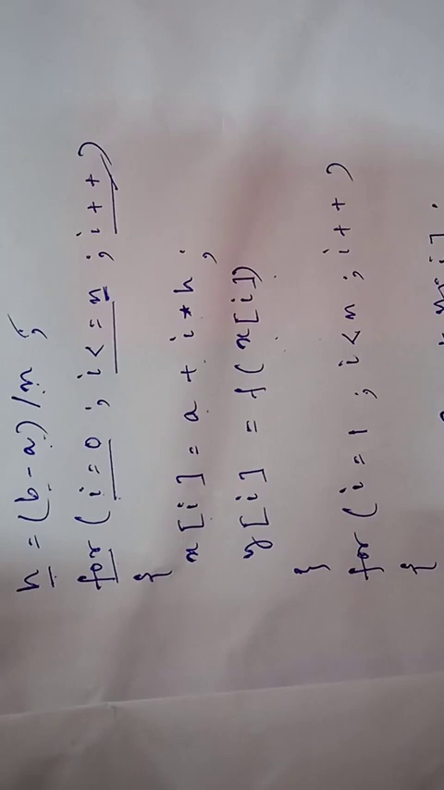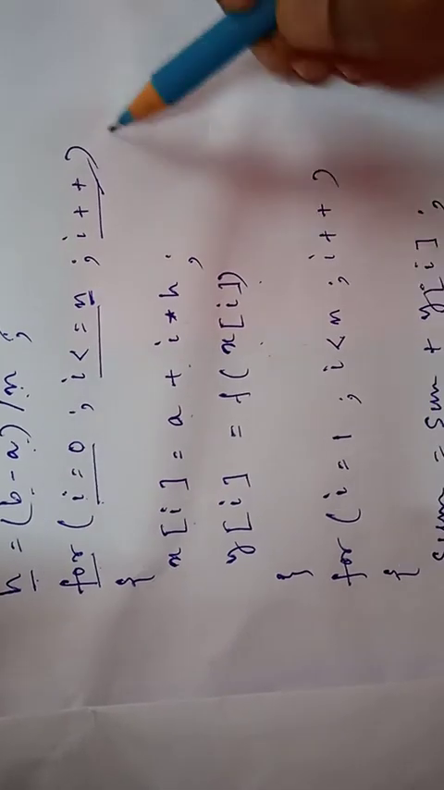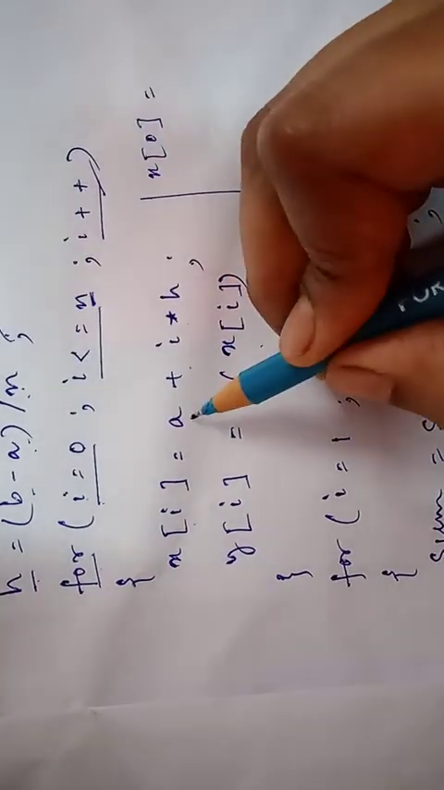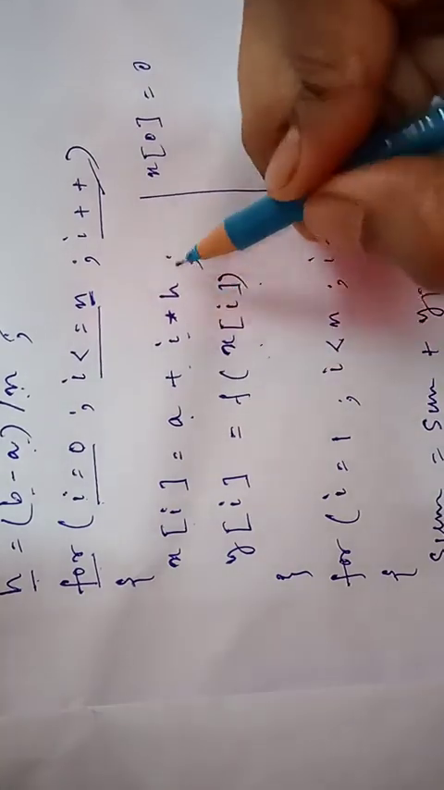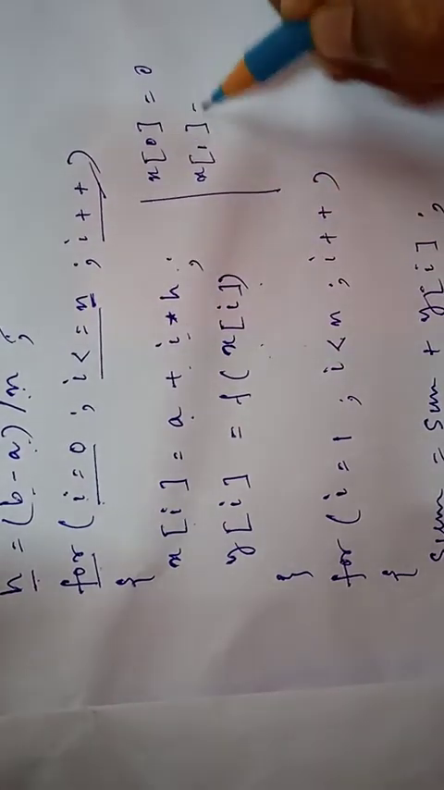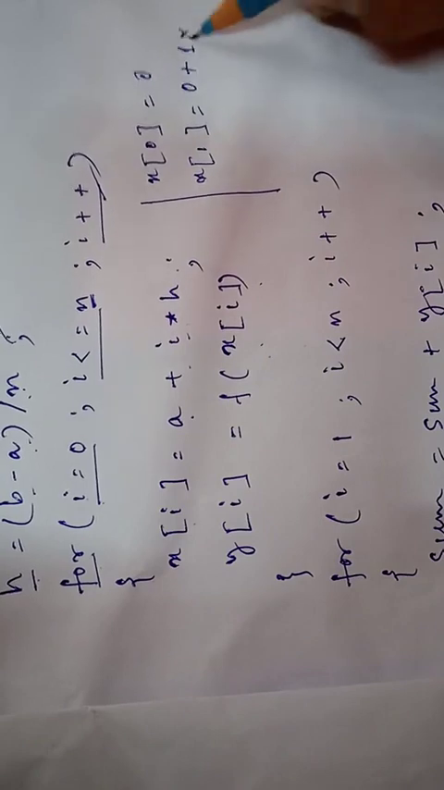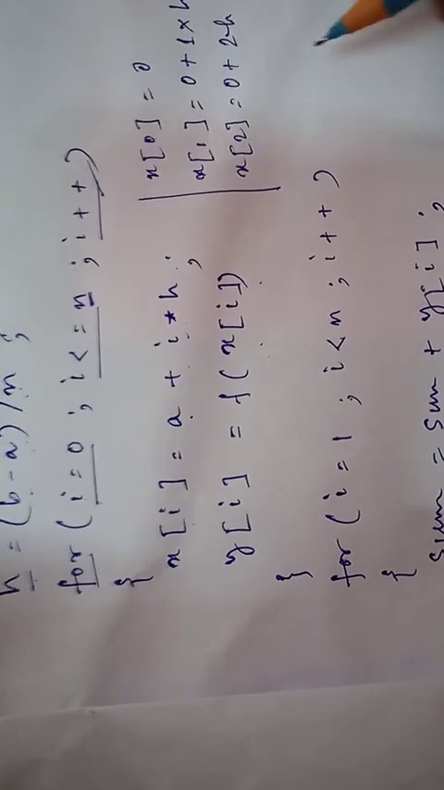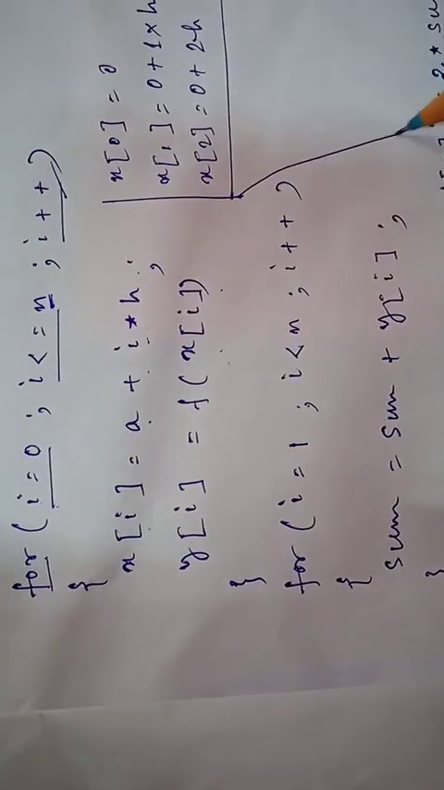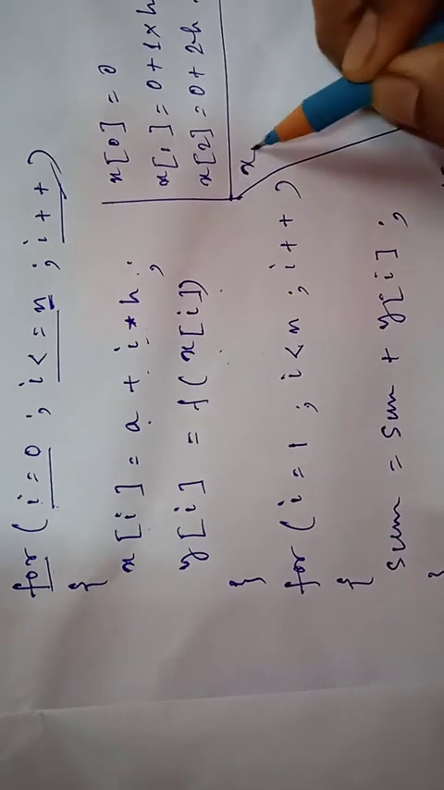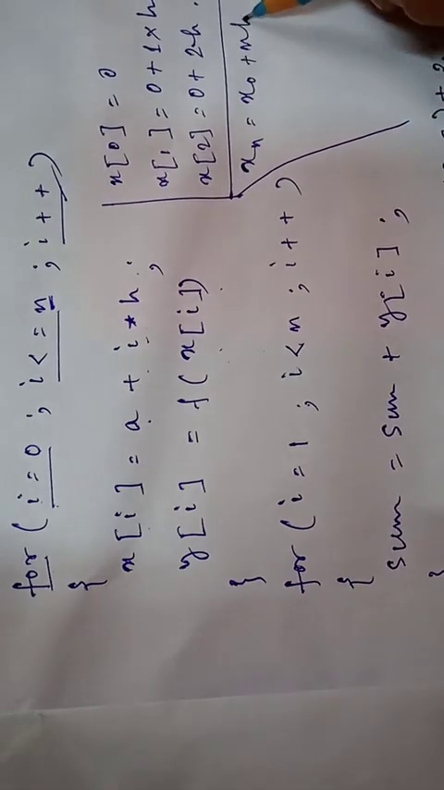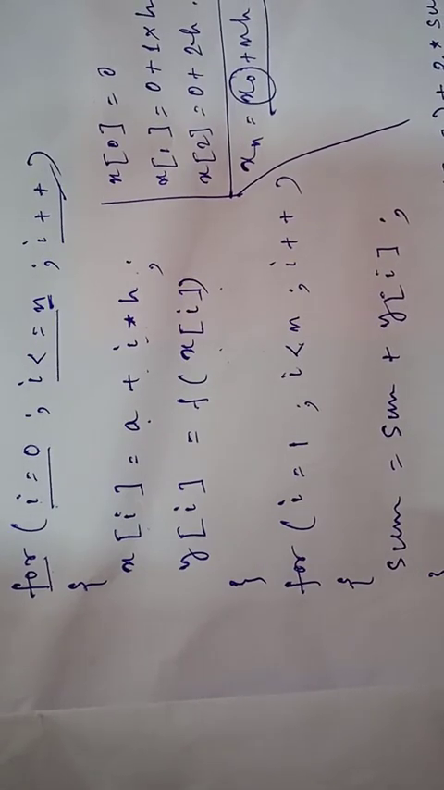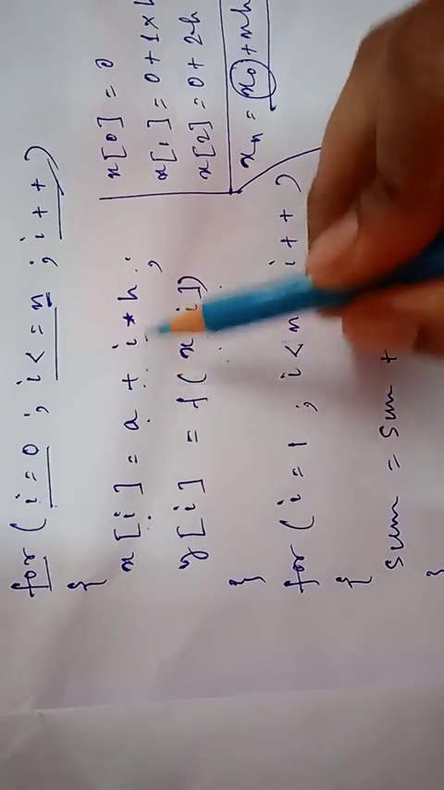Why are we doing that? Check: if you put that value, x0 will be a, which is 0 plus 0h. Next x1 will be a, that is 0 plus 1h. Next x2 will be 0 plus 2h, right? Because we know the formula for equidistant spaced variables, that is xn equals x0 plus nh. Here x0 is our a, the initial value. So that's why we are taking xi equals a plus ih.